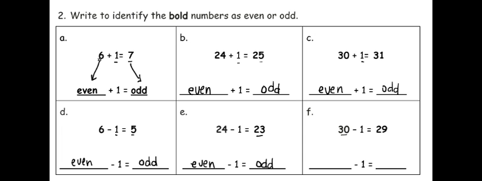30 is an even number. I can make it using 15 and 15. If I subtract 1 from 30, I get 29. 29 is an odd number. And so you can see the pattern. If we start with an even number and add 1, we get an odd number. Or if we start with an even number and subtract 1, we also get an odd number.